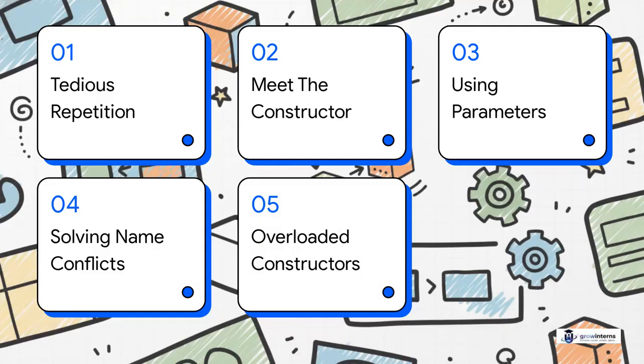So here's the plan. We'll kick things off by looking at a super common headache in object creation. Then, we'll introduce the constructor as the perfect solution. We'll see how to power it up with parameters, solve a tricky naming issue with a special keyword, and finally explore how you can create really flexible classes using multiple constructors.